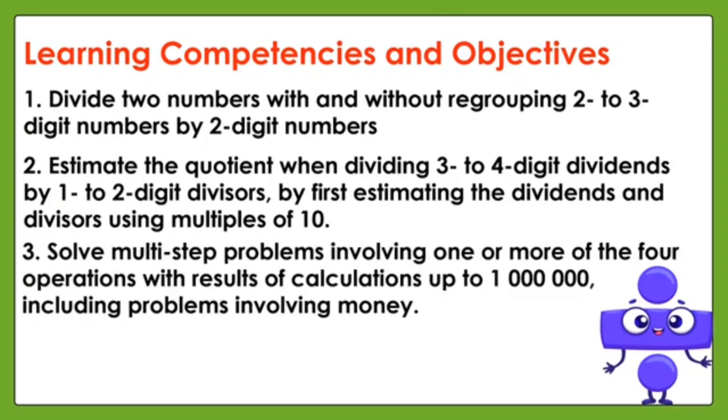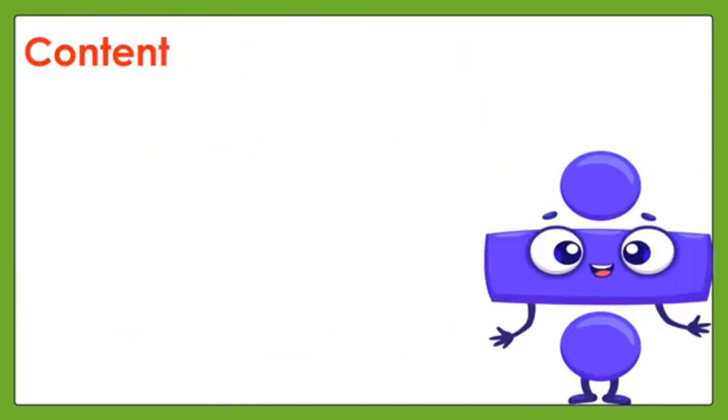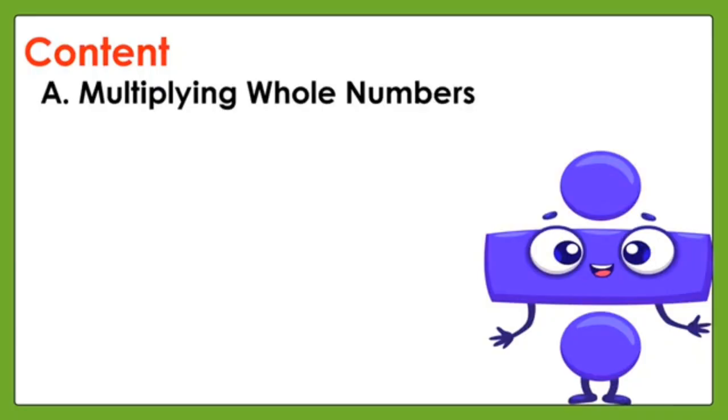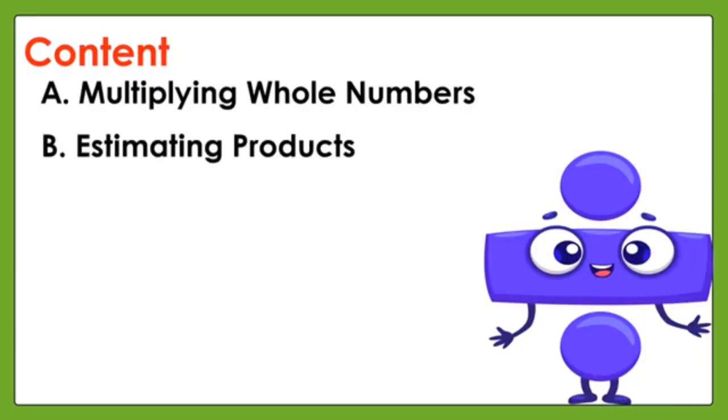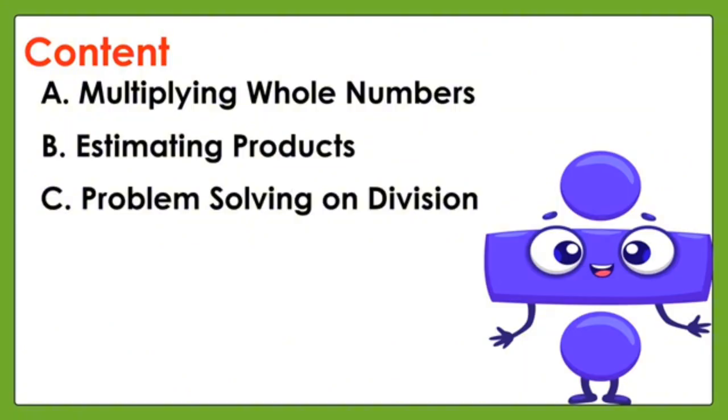Third, solve multi-step problems involving one or more of the four operations with results of calculations up to 1 million, including problems involving money. Here are the contents. First, multiplying whole numbers. Second, estimating products. And third, problem solving on division.